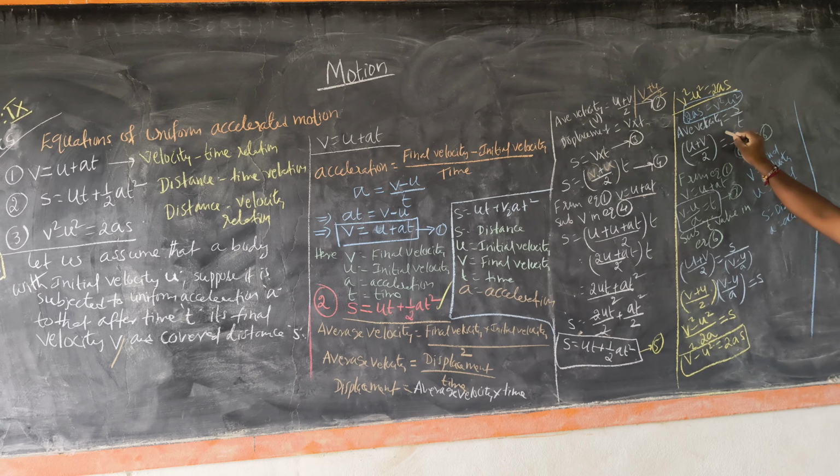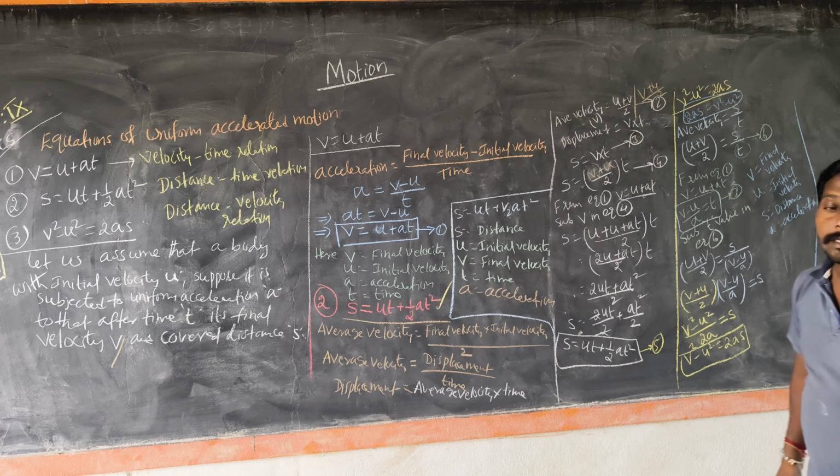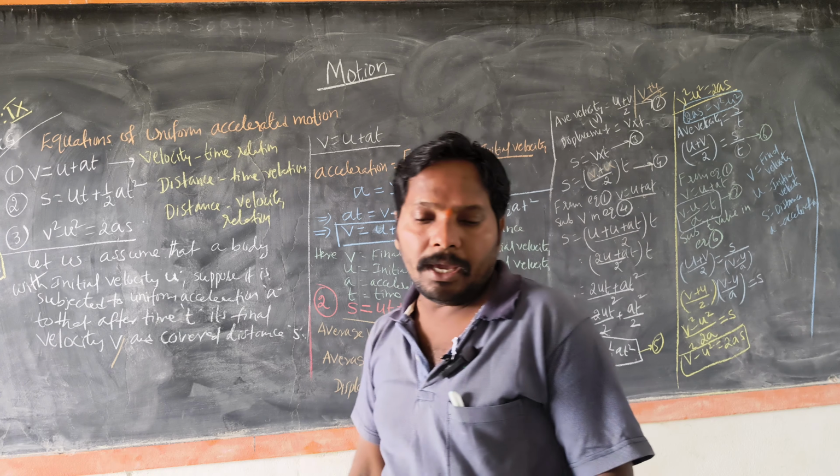We know average velocity is s by t. Average velocity is also u plus v by 2, or v plus u by 2, equal to s by t. From the first equation v equal to u plus at, substitute and simplify. Finally we get v square minus u square is equal to 2as.